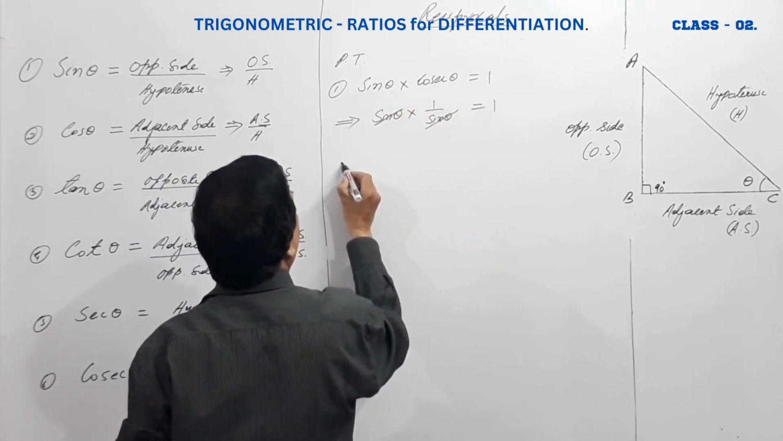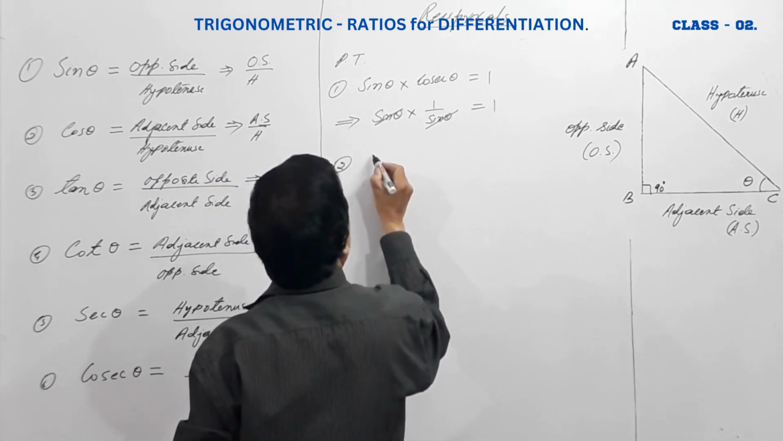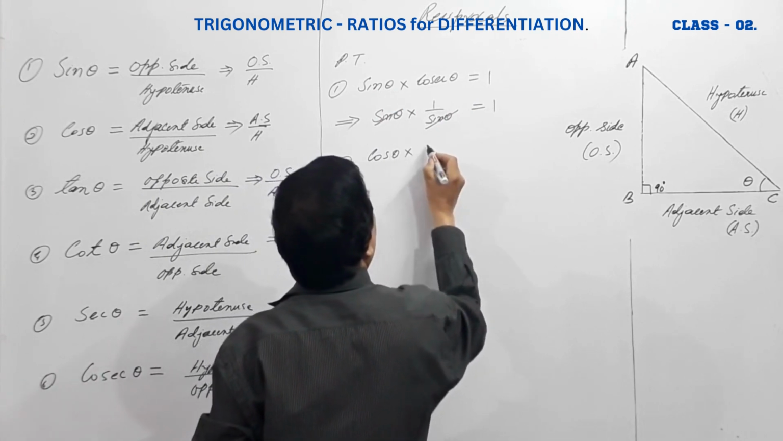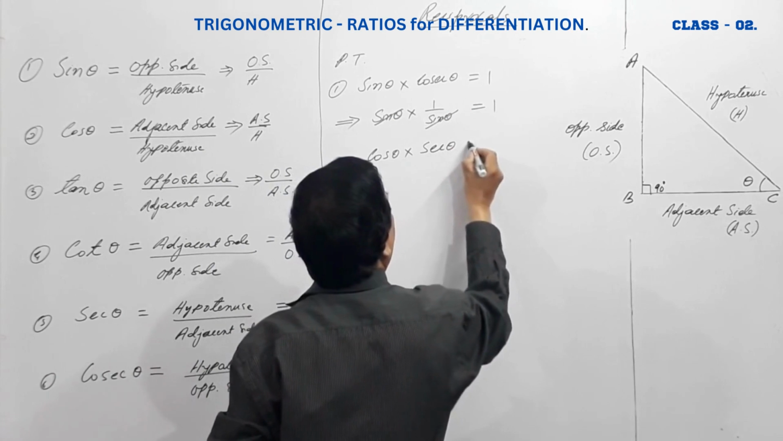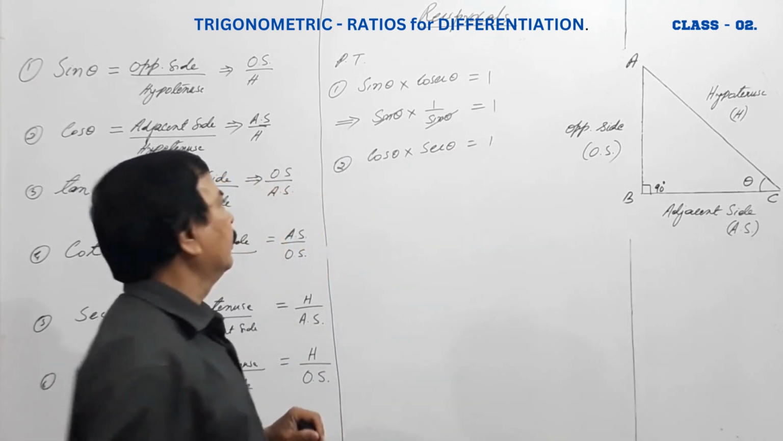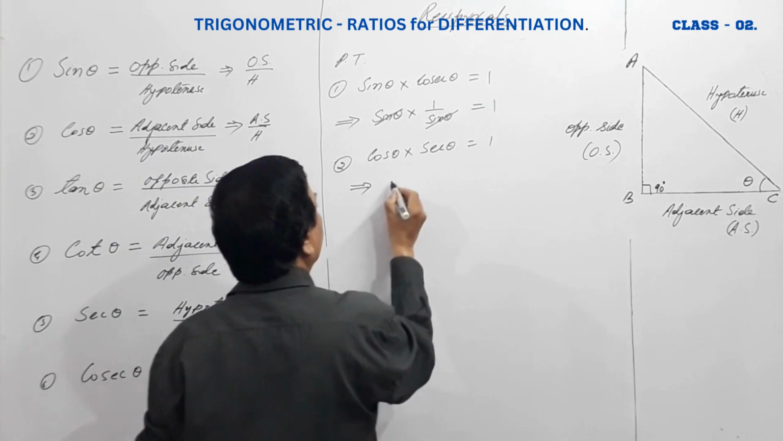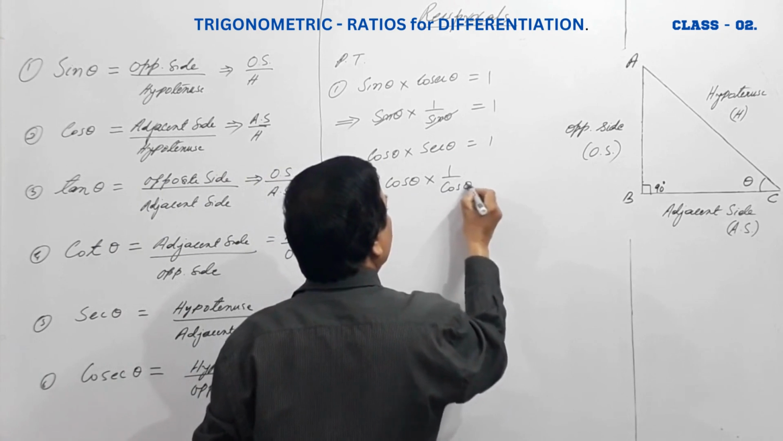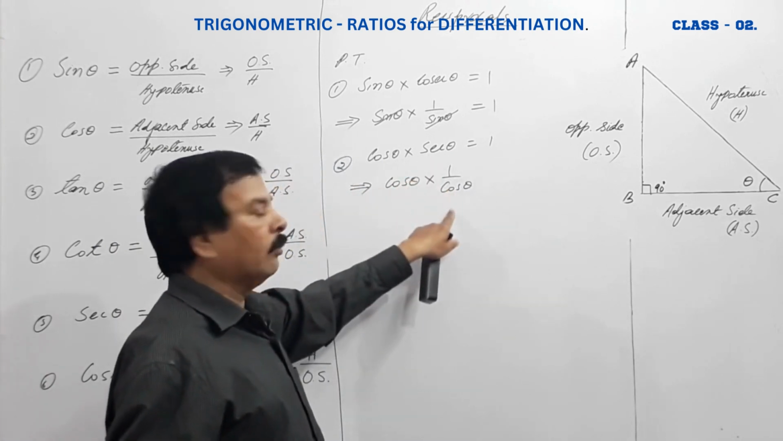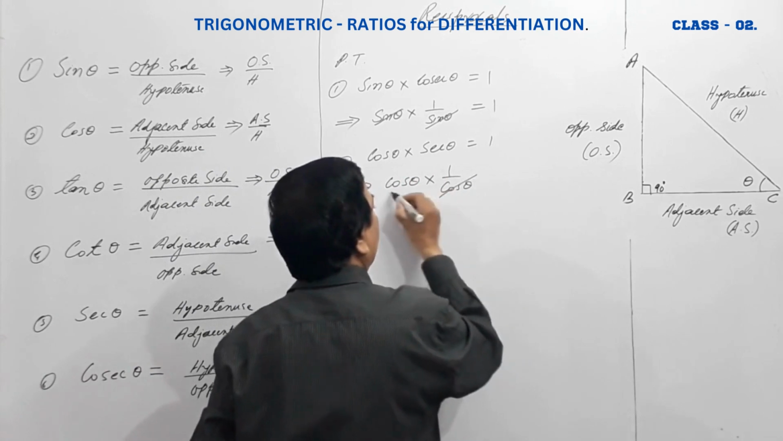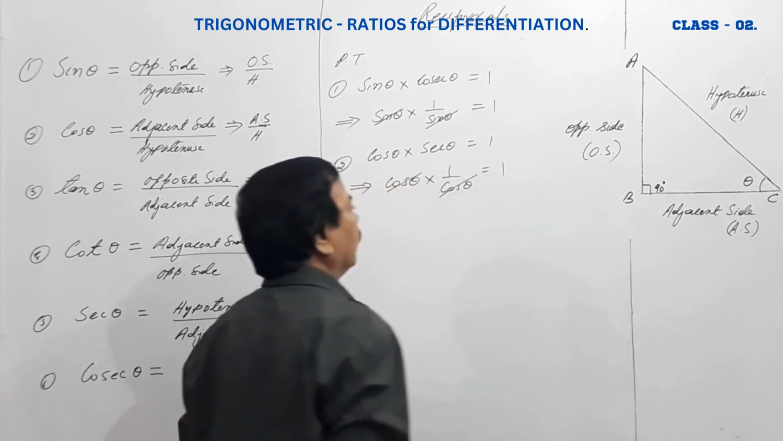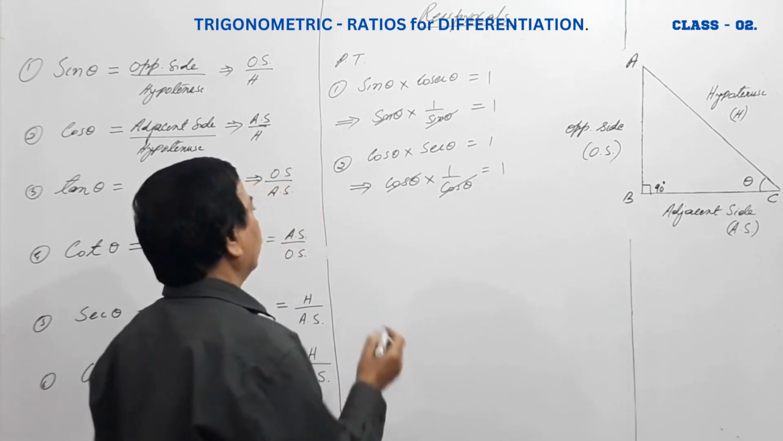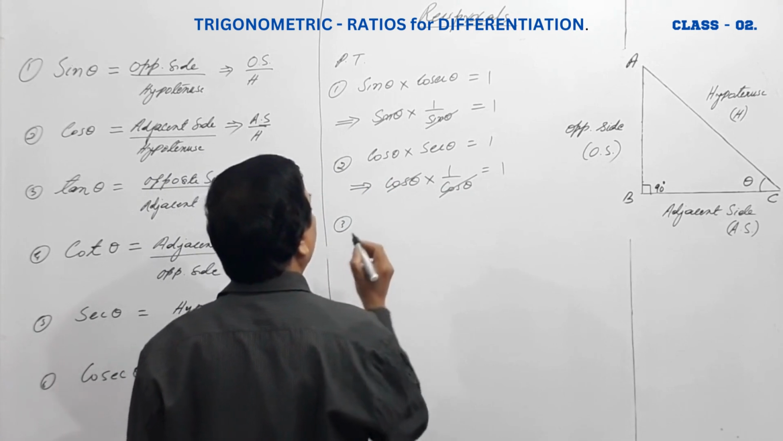Second case, prove that cos theta into secant theta equals to 1. So, this is nothing but, I'll write like this, cos theta into secant is 1 by cos theta because the reciprocal of secant is 1 by cos. So, 1 by cos theta cancels, we get 1.